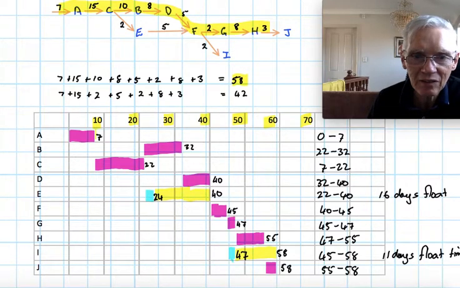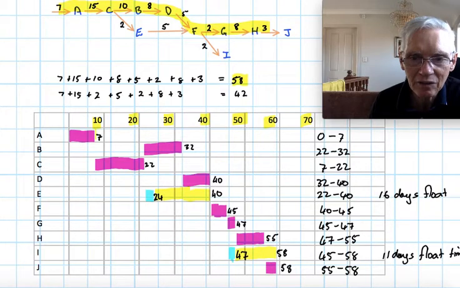Task C is next, 15 minutes. It takes it up to 22. Then B takes it up to 32, an extra 10. D takes it up 8 to 40. F an extra 5 to 45, G to 47, and then 8 makes it to 55, and finally the last 3 to make it 58. So that's just one critical path.